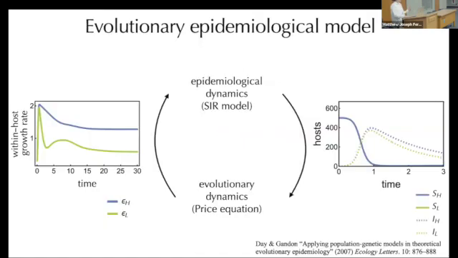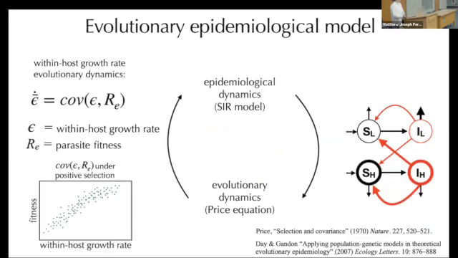Okay, so I have this model again where I'm explicitly considering both epidemiological and evolutionary dynamics. The math behind this is that I've got a simple SIR model controlling the epidemiological dynamics, and I'm using a version of the Price equation to express the evolutionary dynamics, where this epsilon bar is the average trait value of the within-host growth rate that's changing over time, proportional to this covariance term between the within-host growth rate and parasite fitness. So if that covariance term is positive, larger and larger within-host growth rates will be selected for. If it's negative, smaller trait values are selected for.